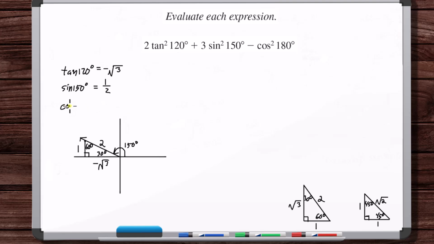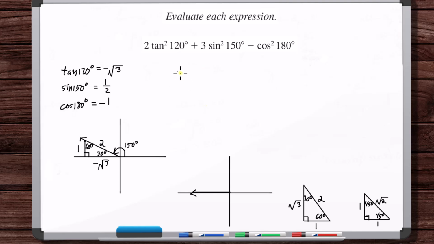Now we just need cosine of 180. All right, 180, oh, well, that actually doesn't have a reference angle. So what's cosine of 180? We can think about cosine as adjacent over hypotenuse, and so the adjacent becomes equal to -r. So cosine of 180 is -1.